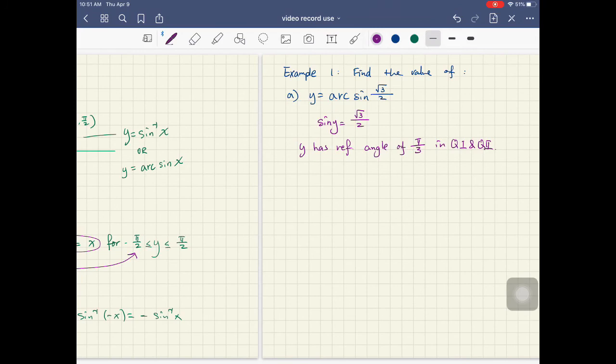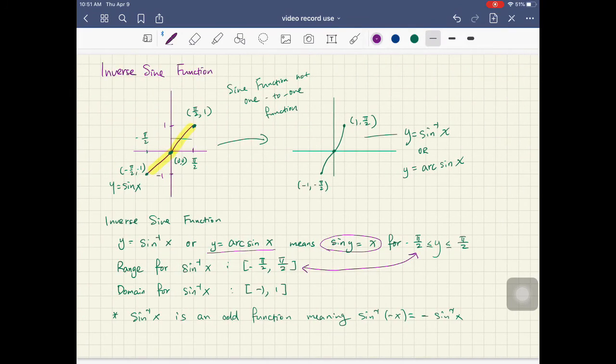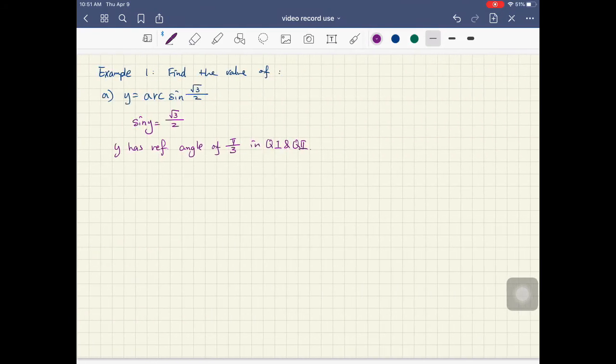We have quadrant 1 and quadrant 2, but we also need to consider the range of the y. From negative pi over 2 to pi over 2, that means my angle, my y, can only be in between this range. So for this case, quadrant 1 and quadrant 2, my y has to be in quadrant 1. So y is going to be equal to pi over 3.